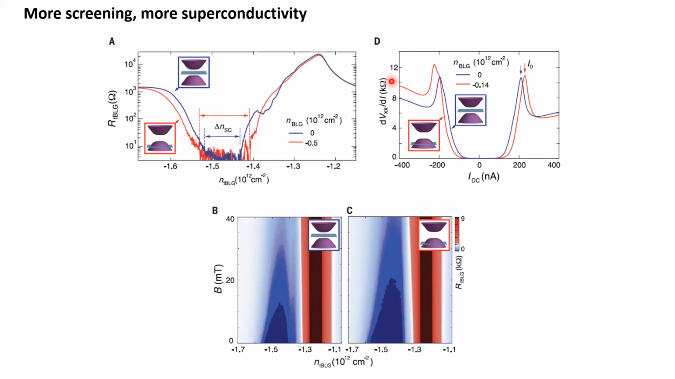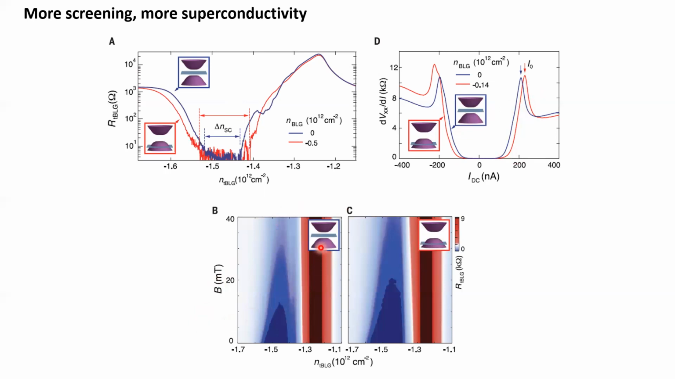We can see this in another way by measuring the dV/dI as a function of the DC current. 2 traces, one is for screening, one without screening. We can see for screening, the range for superconductivity really increases. That's interesting. Now, the last thing is the behavior as a function of magnetic field.